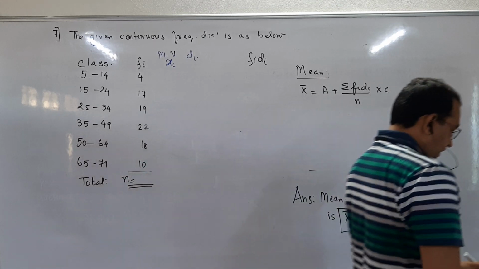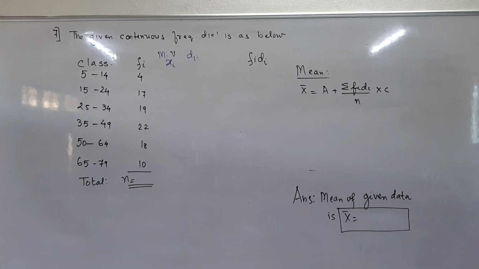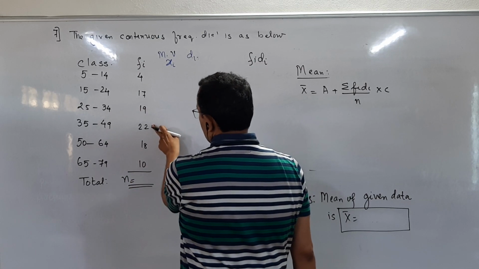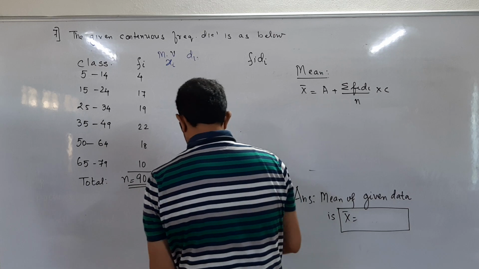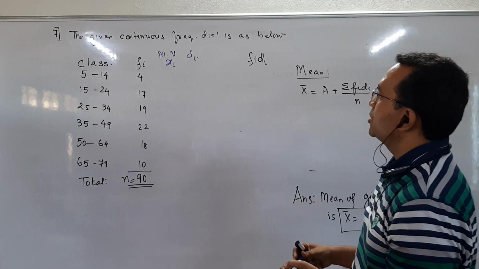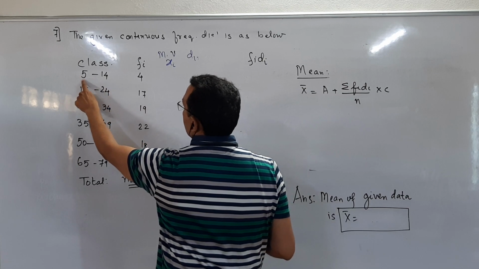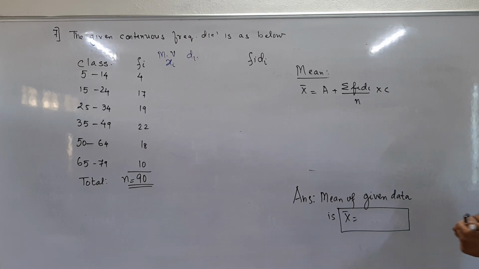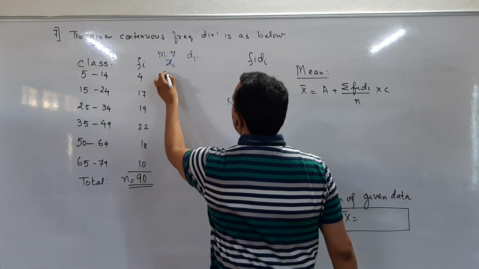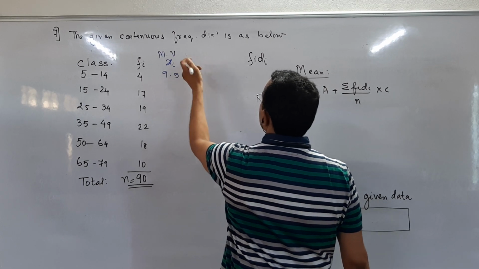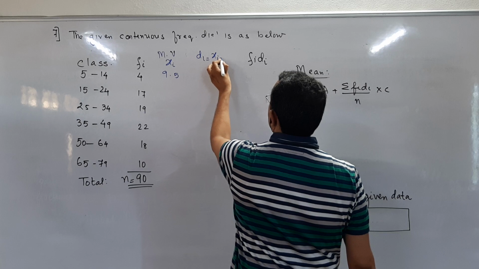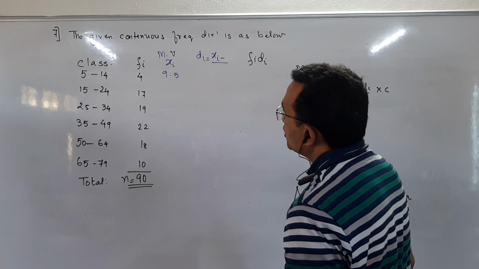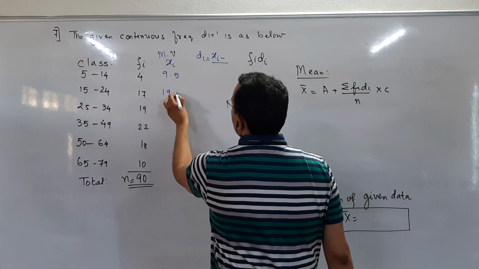And the total frequency is, let us count, 21 and 19, 40, and 40, 18, and 10, 19. Now, students, let us find mid values. Mid value is the average of class limits. 5 plus 14, 19. 19 by 2. So the first mid value is 9.5. Then 39 by 2, so it is 19.5.